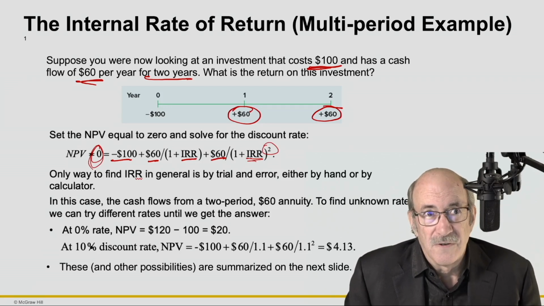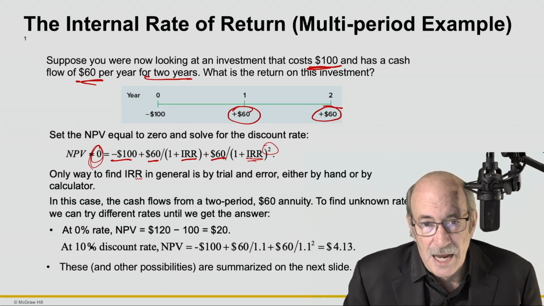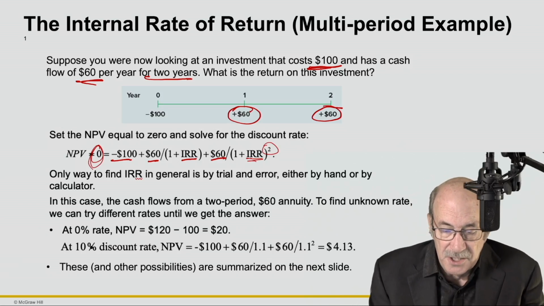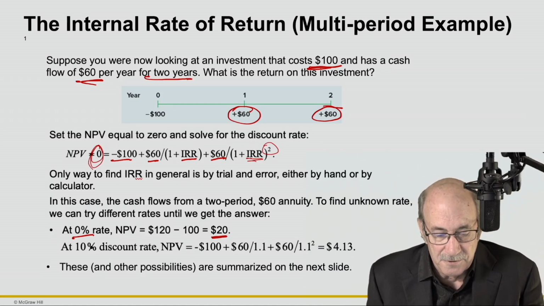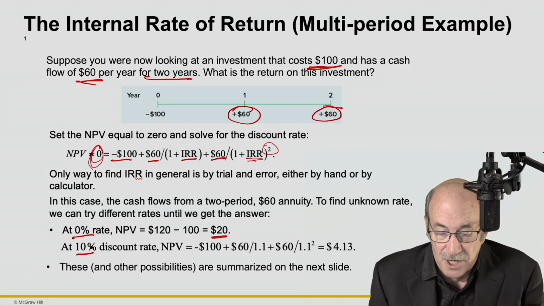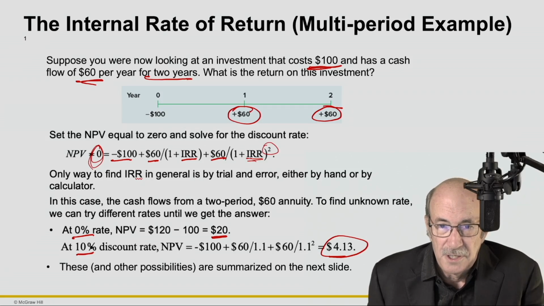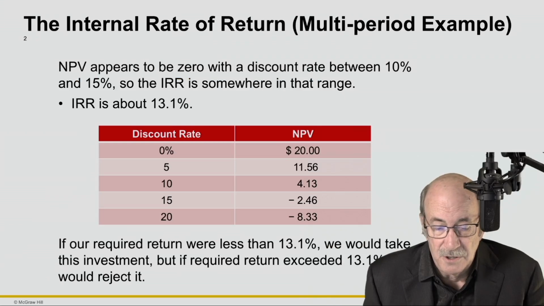There's no easy formula to do this. Even your calculator is solving it by trial and error. If we were to plug in, say, a discount rate of 0, we would end up with $20. That's not 0, so we try a higher discount rate. Let's try 10%, and we see that when we use 10%, that yields an NPV of 4. So we're headed in the right direction. It actually needs to be higher than 10% to get the NPV down to 0.